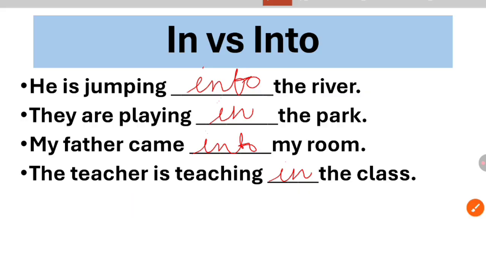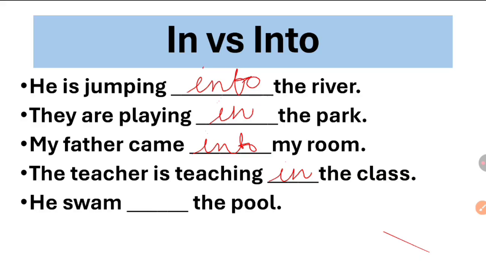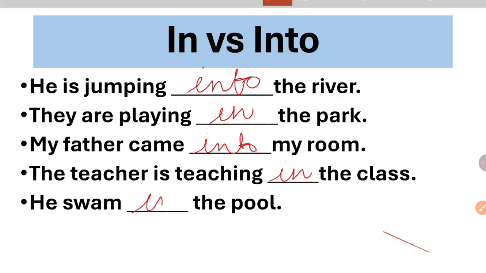Now the next sentence. He swam blank the pool. So what will you use here? In or into? He swam in the pool or he swam into the pool? Here again you see it shows the state or condition of a person, or you can say static location. So he is in the pool. So that's why you will use in here. Okay, he is in the pool.